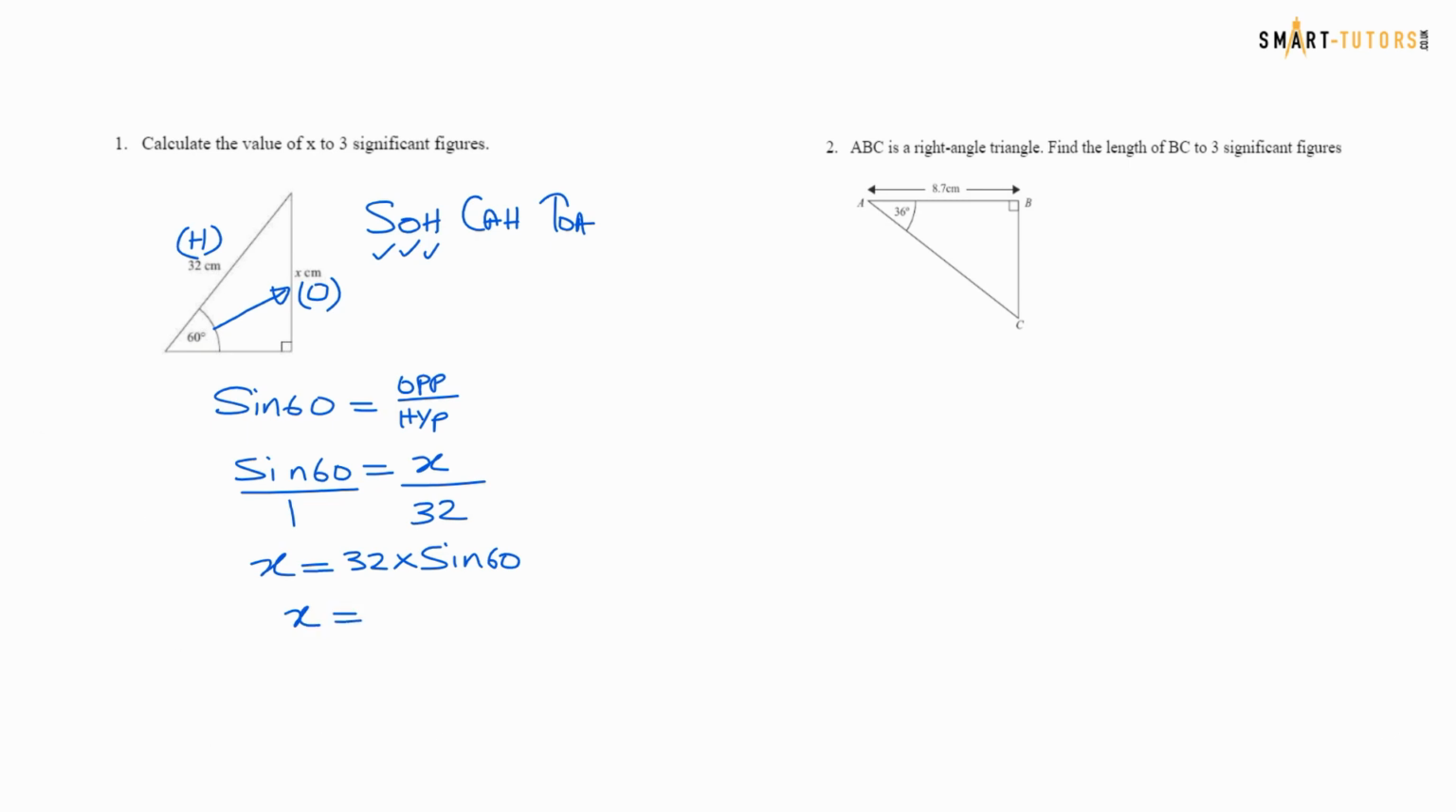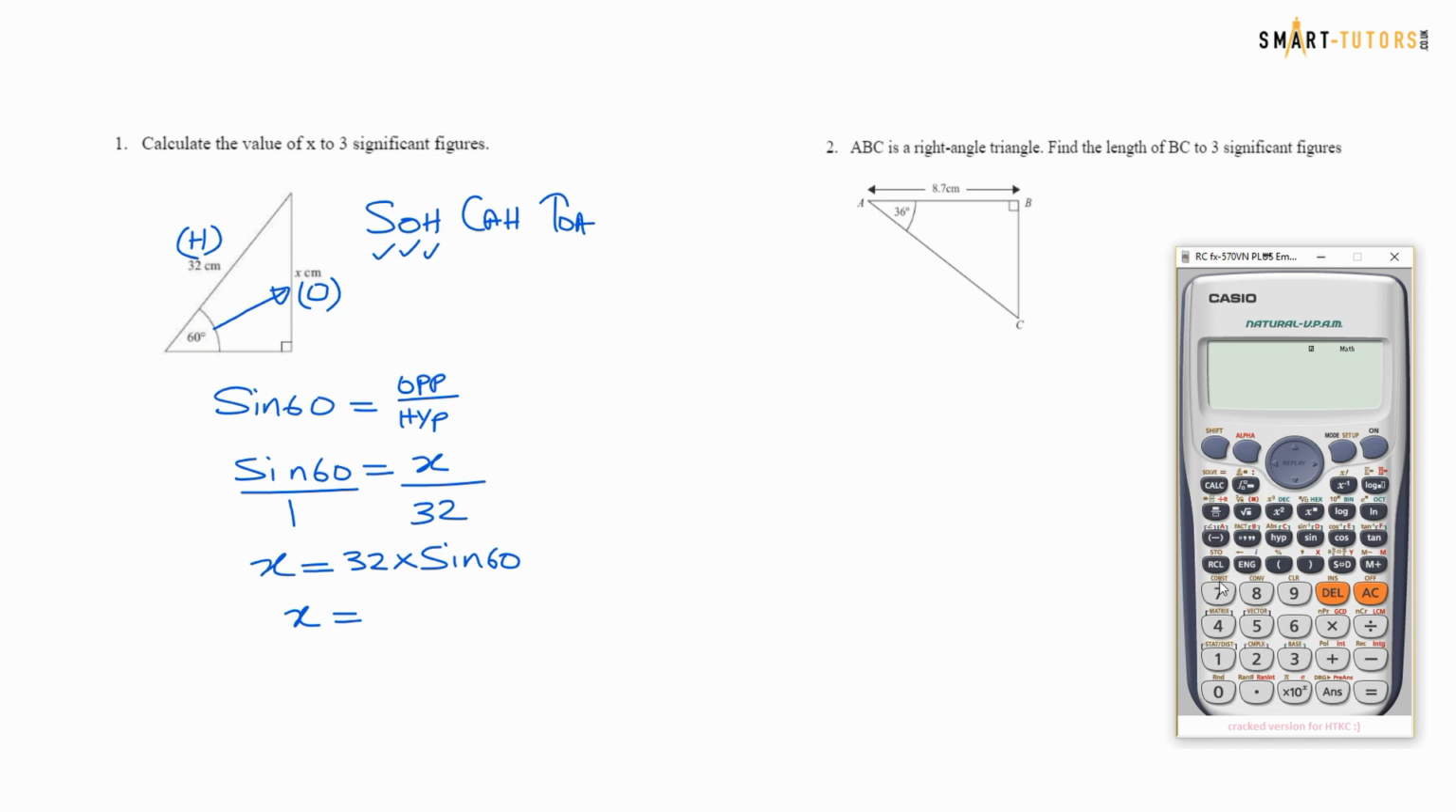Let's call up the scientific calculator and do 32 times sine 60. So the answer is... how come this is wrong? Okay, I need to change the calculator mode to degrees.